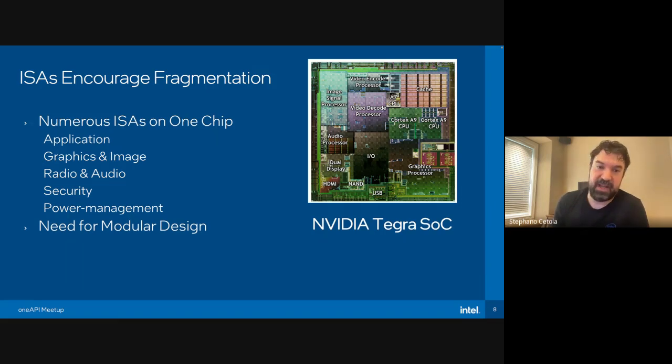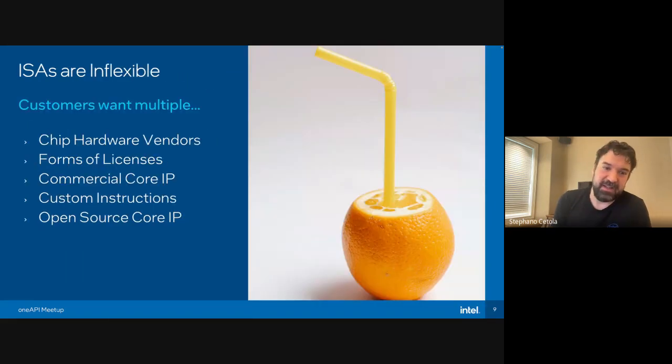And that leads me to the last point, and that was that ISAs tend to be inflexible. But what I learned, and something that I learned quite clearly working with RISC-V International, was that that's not what customers really want. Customers want flexible ISAs because they want choice. They want to be able to choose between multiple chip hardware vendors.